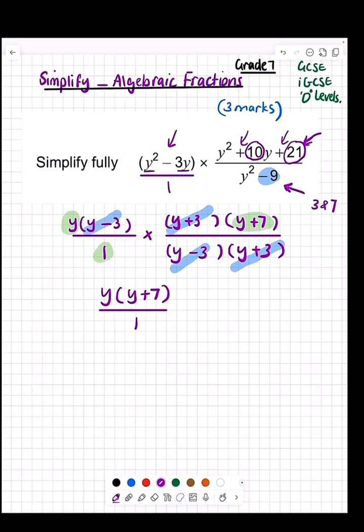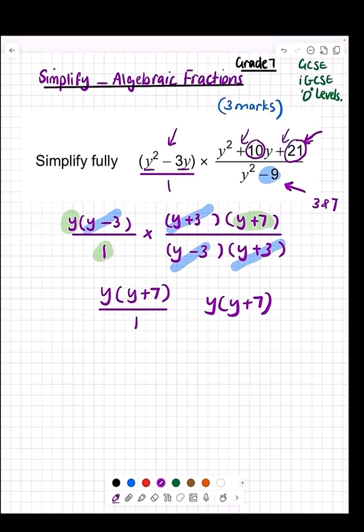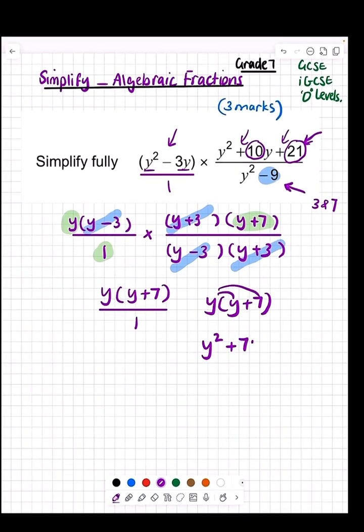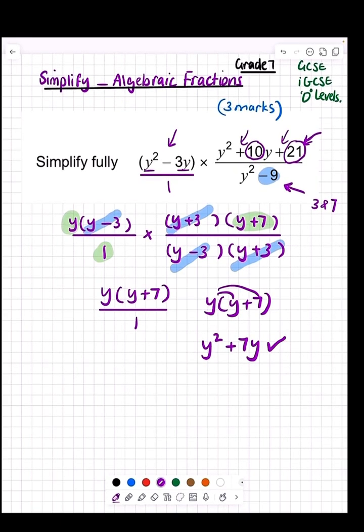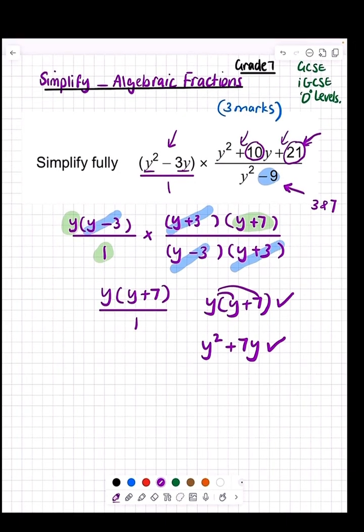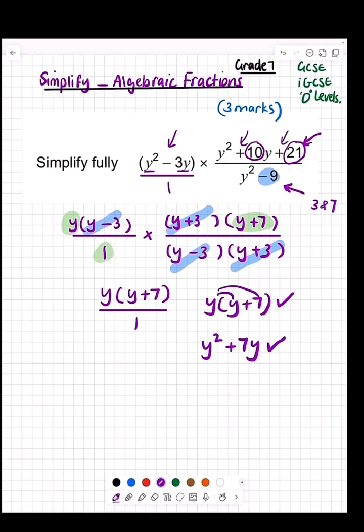But we can leave the answer as y and y plus 7, or we can just multiply this out. We got y squared and then plus 7y. So any of these answers would be fine, because it doesn't say in which form they want the answer. So y squared plus 7y is the answer to this question.